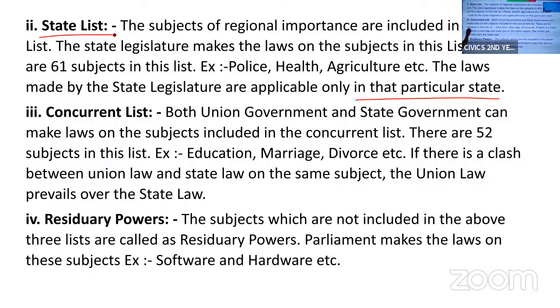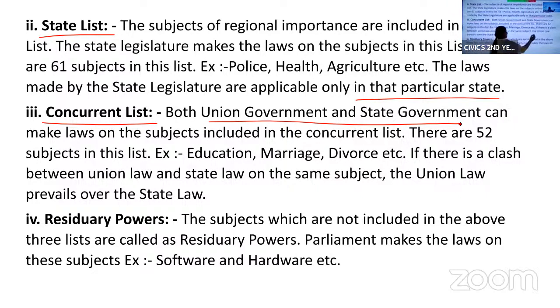Now, third is concurrent list. Both union and state government can make laws on the subjects included in this list. In the concurrent list, both union government and state government will make the laws.